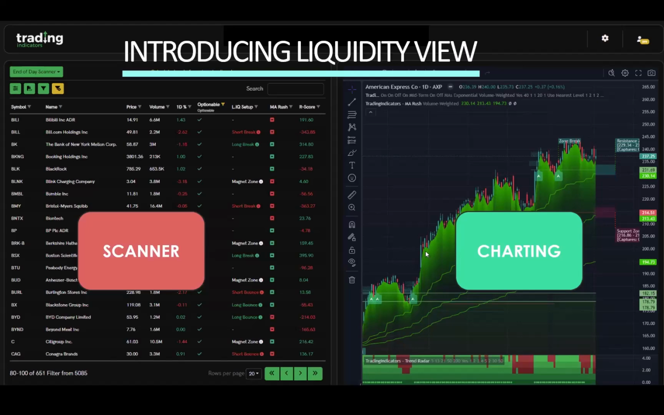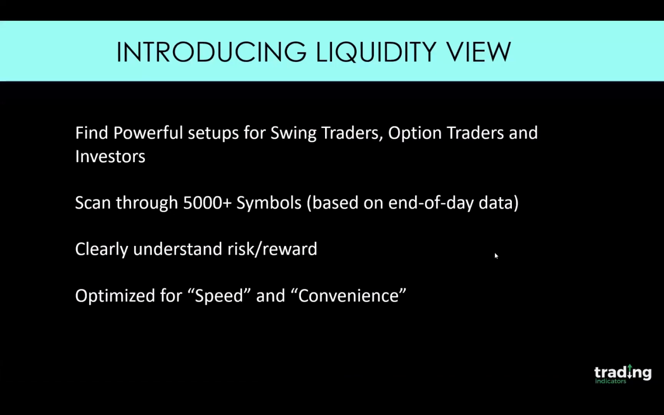Now, Liquidity View has these two key components, the scanner and the charting engine. But what does it really offer you as traders, as a value add? Well, first off, we're going to go through many examples today, it will allow you to find powerful setups for swing trading, options trading, and investing.